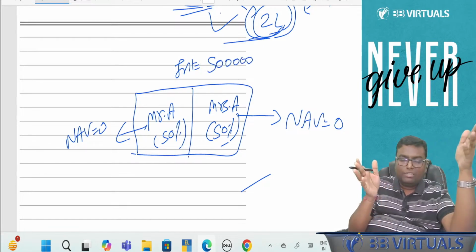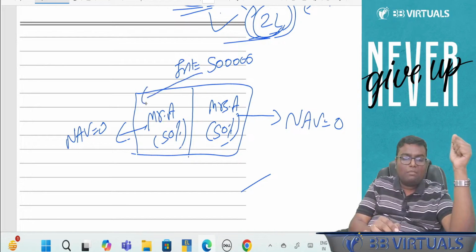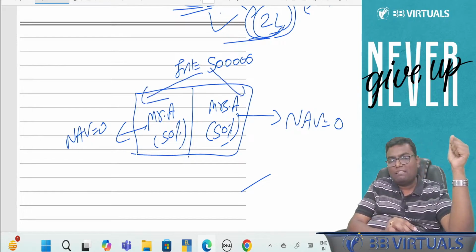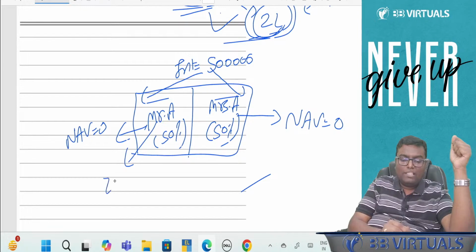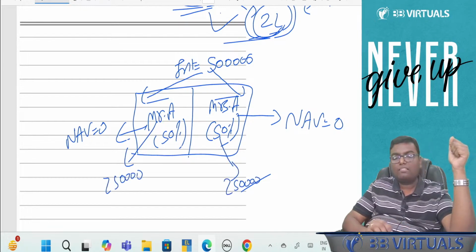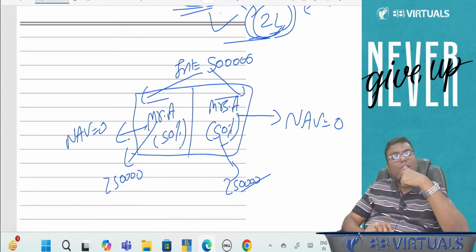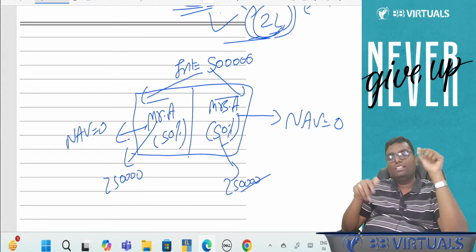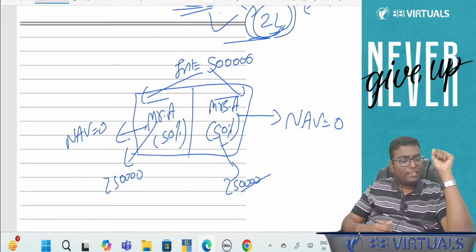As co-ownership is there, half interest is paid by Mr. A, half interest is paid by Mrs. A. So can I say Mr. A will pay 2,50,000 of interest, Mrs. A will also pay 2,50,000 of interest. Tell me, how much deduction will they both get individually?